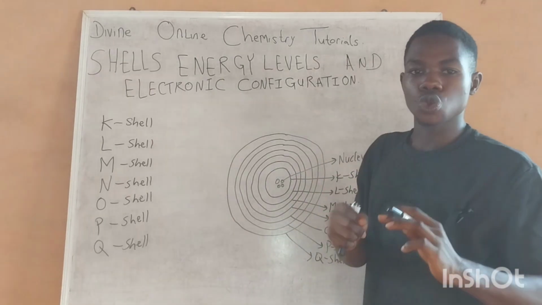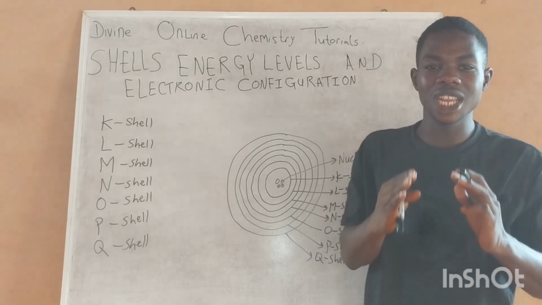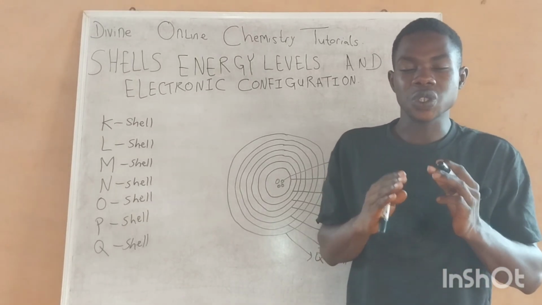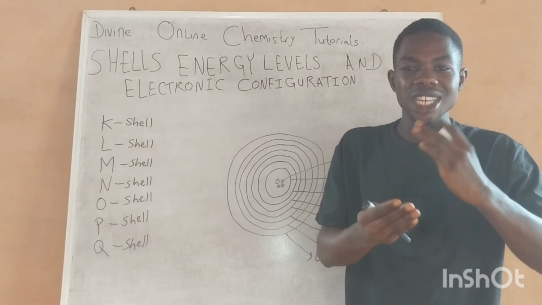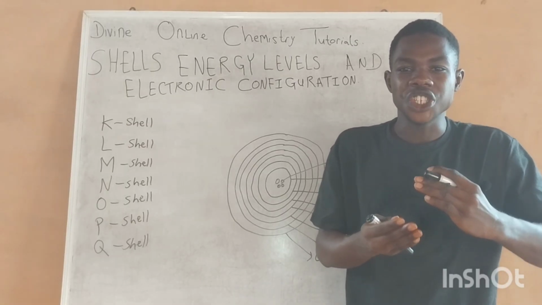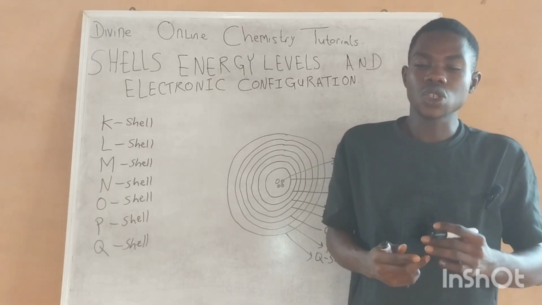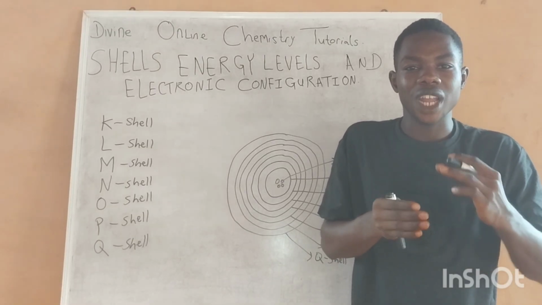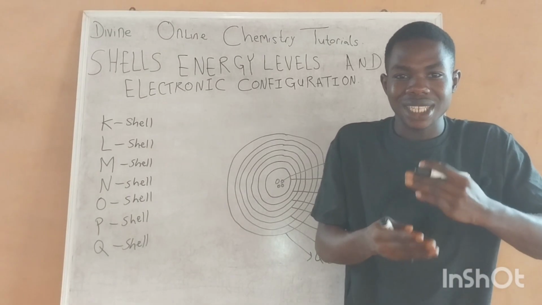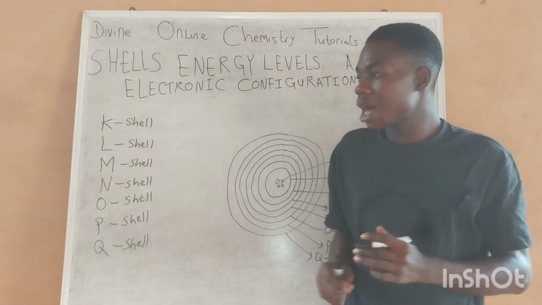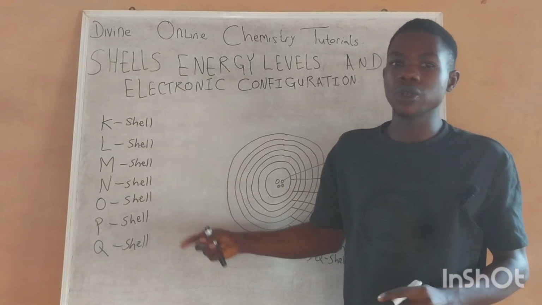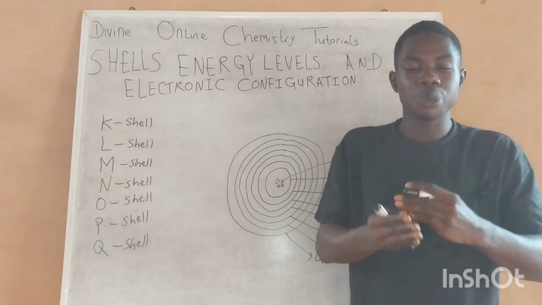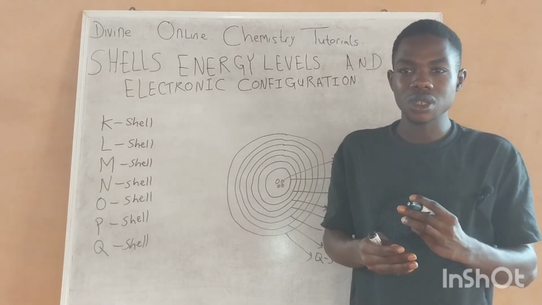From here, we'll be moving straight to the energy level of a shell. Please take note that energy level refers to the minimum amount of energy that each shell possesses. So guys, take note that the energy level of a shell refers to the minimum amount of energy that each shell possesses. Now, please take note that all the shells do not possess an equal number of energy levels.